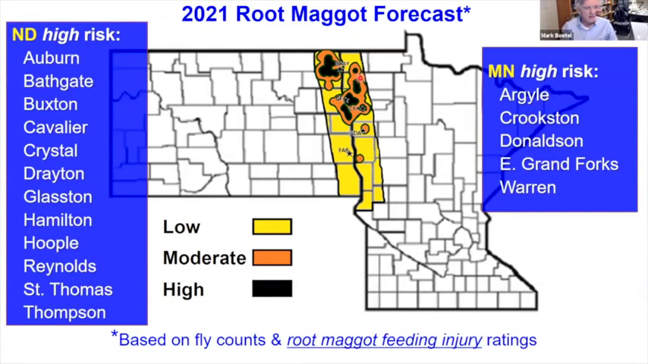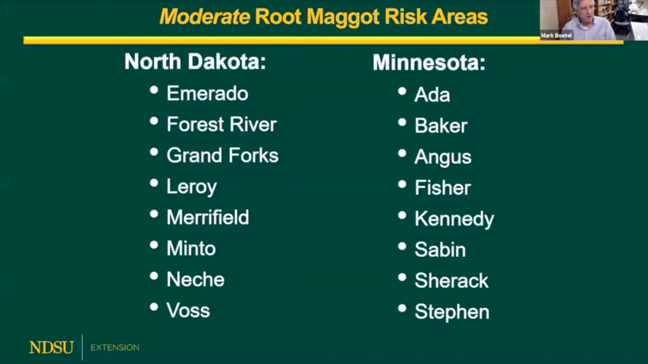Each year I produce a list of locations where we expect the highest risk. Typically, a few years back, I was able to squeeze the high risk field locations and the moderate risk locations onto the same slide. Because of the expansion of the root maggot infestations, there's not room for that on this slide. So this is what our moderate risk areas look like, and that's a fairly longer list for each state than typical as well.